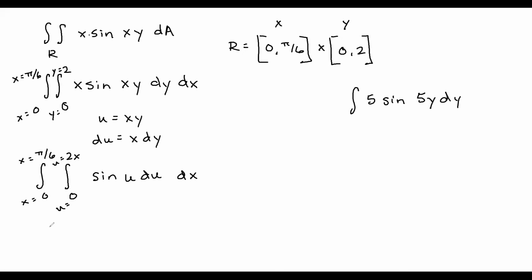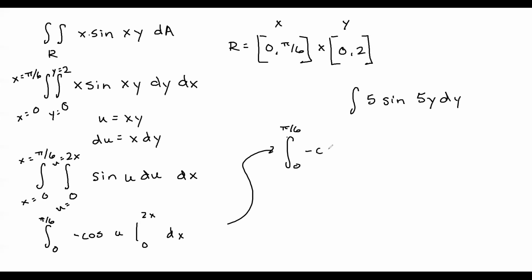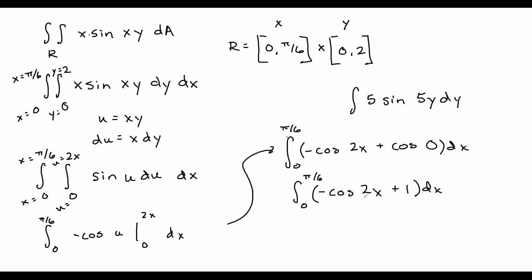All right, so find the antiderivative of sine u. That would be negative cosine of u. Evaluate it from 0 to 2x dx. And let's move this over here. So 0 to pi over 6. And then if we plug in 2x, we're going to have negative cosine 2x. And then minus a negative, so we're going to have plus cosine of 0. So we'll have 0 to pi over 6, negative cosine 2x plus 1, because here we still have dx left. And then the antiderivative of negative cosine 2x would be negative sine 2x over 2. The antiderivative of 1 is plus x, 0 to pi over 6.